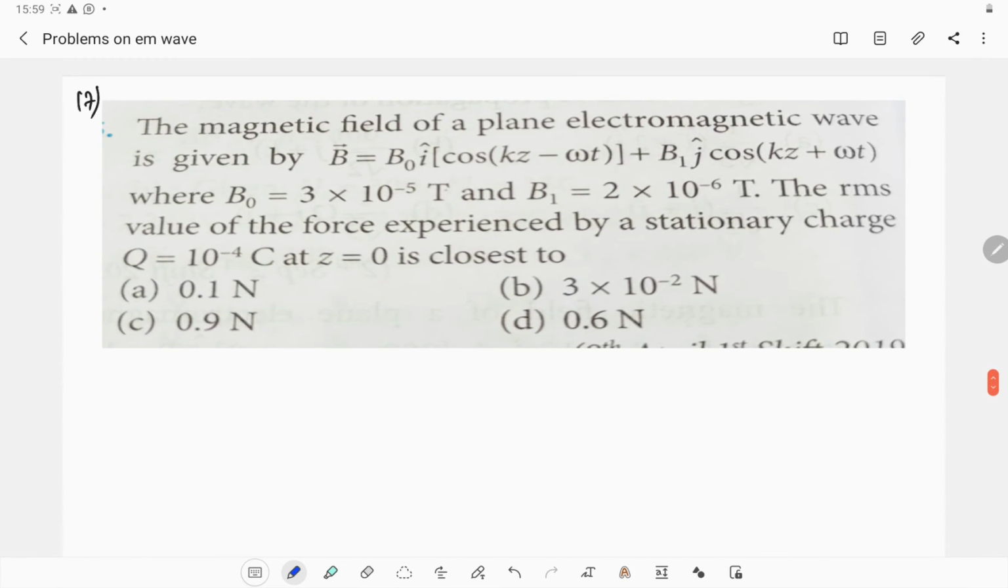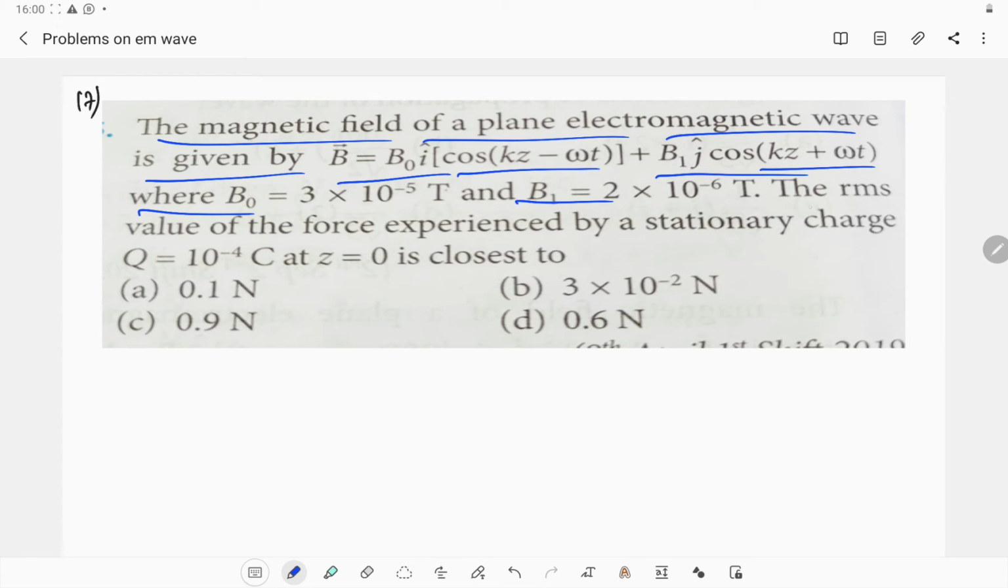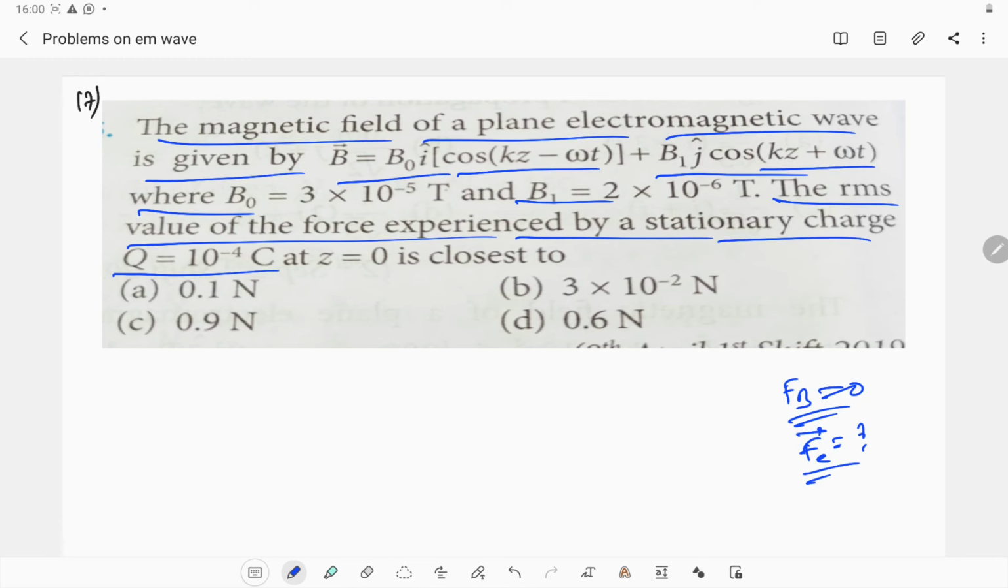Next 17. The magnetic field of a plane electromagnetic wave is given by B naught cos kz minus omega t, B1 j cap cos kz plus omega t, where B naught and B1 are given. The RMS value of force experienced by the stationary charge Q is equal to 10 to the power of minus 4 C at Z is close to zero. Stationary means force due to magnetic field is 0. Only force due to electric field. Force due to electric field.